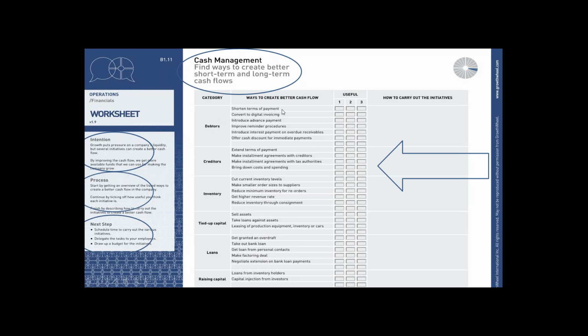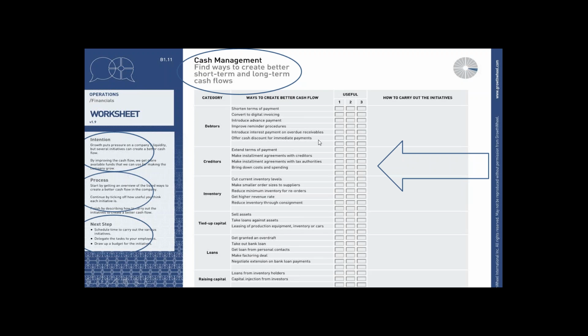You can shorten terms of payment. You can convert to more email invoicing, which we'll talk about more in a minute. Have people pay you in advance, or perhaps in some industries, it's common to have a down payment and then progress payments as things go along. You can charge interest on overdue receivables, and you can also offer cash discount for immediate payments.